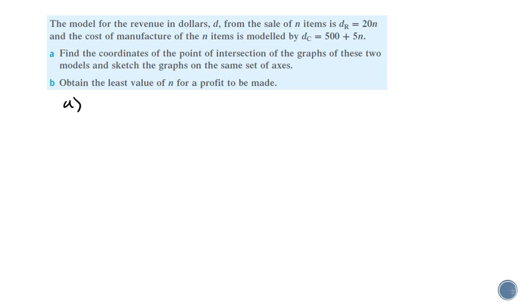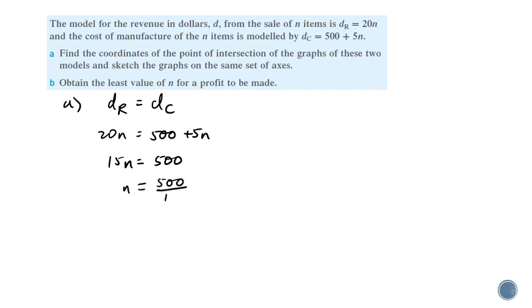Now we can choose to either find d or n first. Normally, by standard, you will find the n's first, or I suppose x's, in terms of how this looks. Anyway, dr equals dc, so 20n is equal to 500 plus 5n. So then we have 15n equals 500, and so 500 over 15, which is 100 over 3.